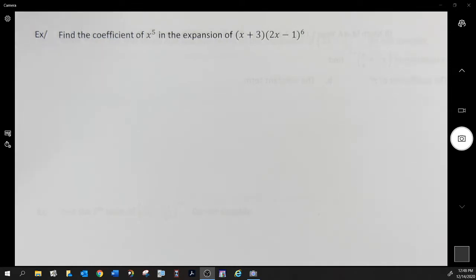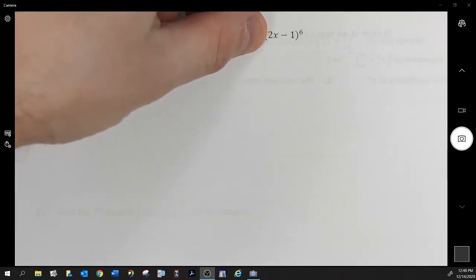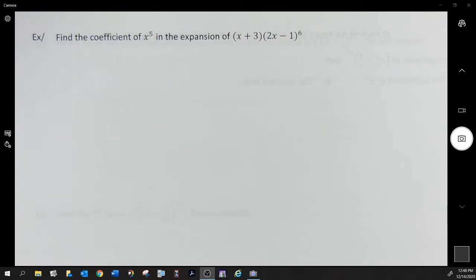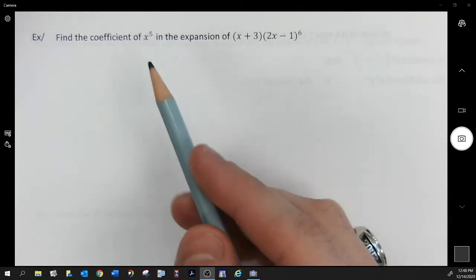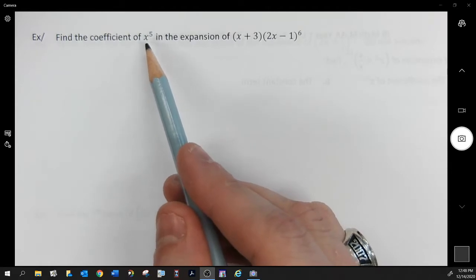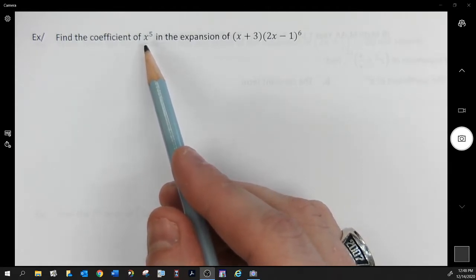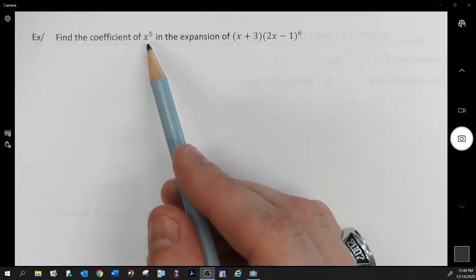Okay, so the x plus 3 is what's causing us to have a wrinkle, right? If it was just a simple expansion question, it would be easy. You would just use the n choose r, and so on. But this x plus 3 is causing us an issue. We know we're looking for the coefficient for x to the fifth, so we need to figure out our r, basically, that's going to lead us to x to the fifth.